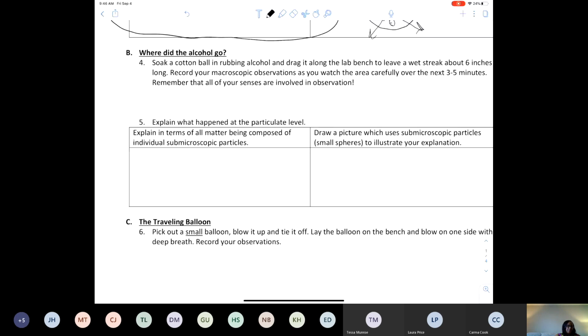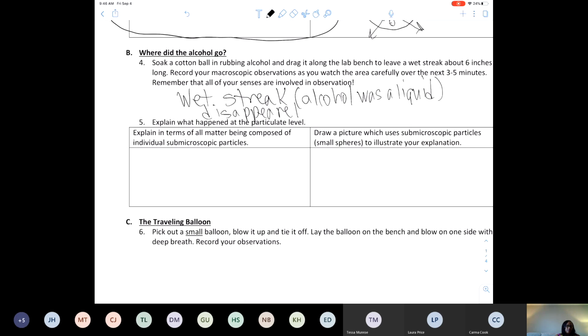Some of the things that you could have said are things like you saw a wet streak. So therefore the alcohol was a liquid. That it disappeared after about a minute or so.